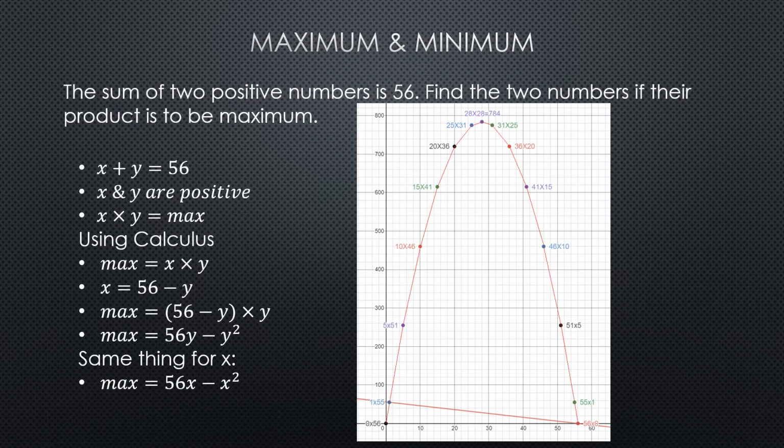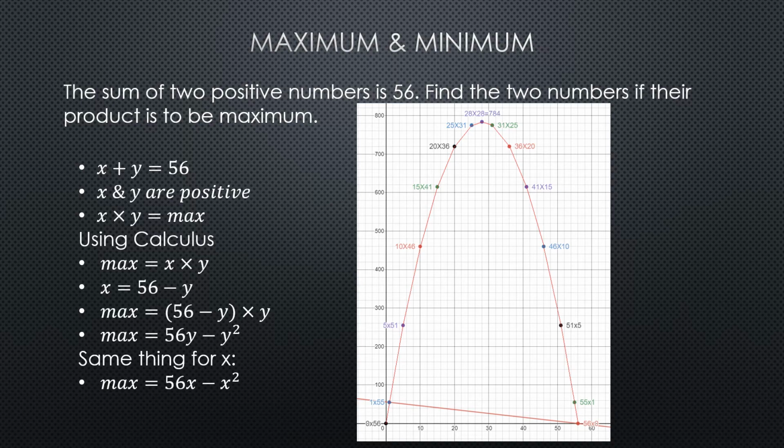We're going to start with our two original formulas. We've got x plus y equals 56, and we've got x times y is going to be our max. So if we get everything in terms of max, we've got max is equal to x times y. Now if we take our original formula and solve for x, we get x equals 56 minus y. That was our x plus y equals 56, just that first formula in terms of x.